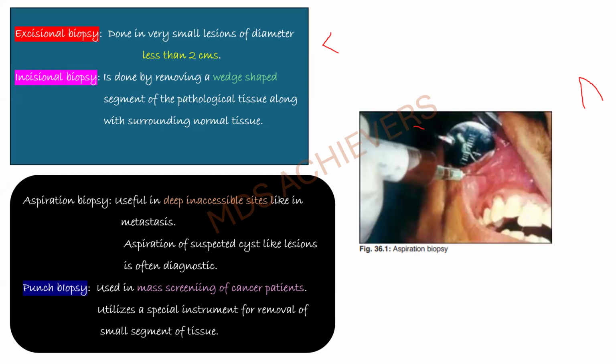An aspiration biopsy is useful in deep inaccessible sites, like in metastasis. An aspiration of suspected cyst-like lesions is often diagnostic, and punch biopsy is used in the mass screening of cancer patients and utilizes a special instrument for the removal of a small segment of tissue.